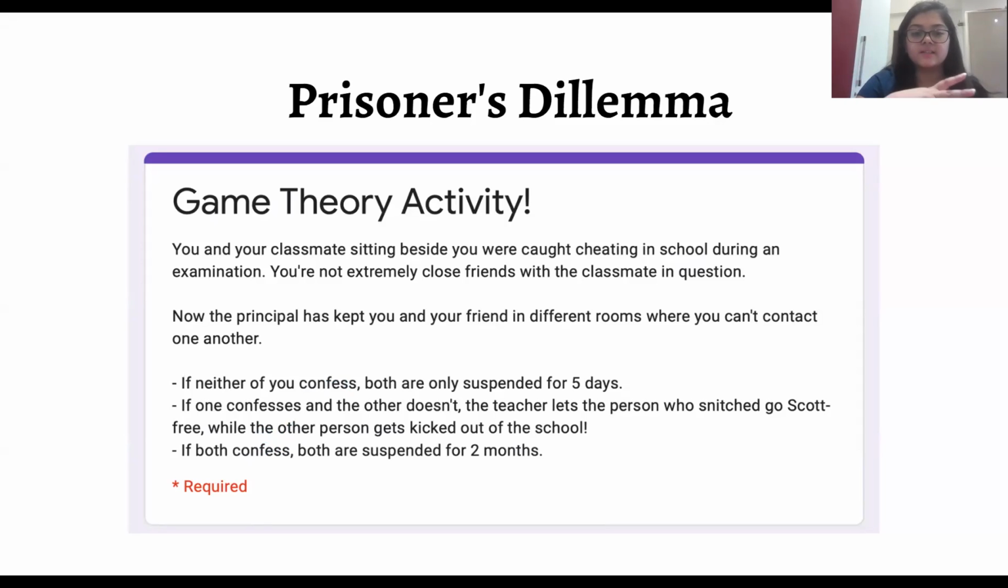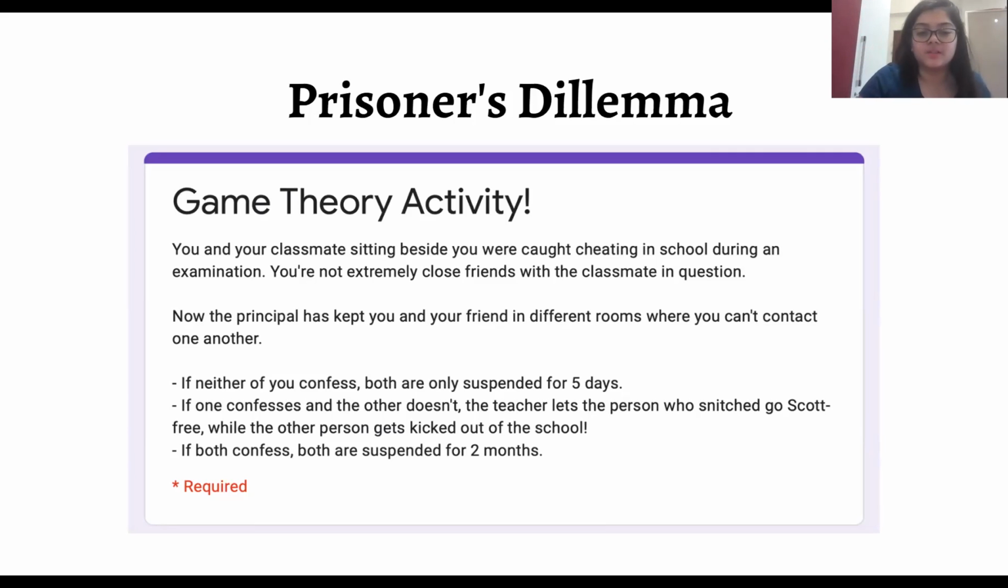Second is if one confesses but the other doesn't, the teacher lets the person go who snitched. So you know how in court cases or whatever, you can get a lower punishment just because you helped the police, that sort of thing. So that's why it's called prisoner's dilemma. We'll talk about that also. So if you confess but the other person doesn't, the teacher lets go of the person who snitched, and the other person gets kicked out of school. So it's the most severe punishment, because you're ratting out the other person.